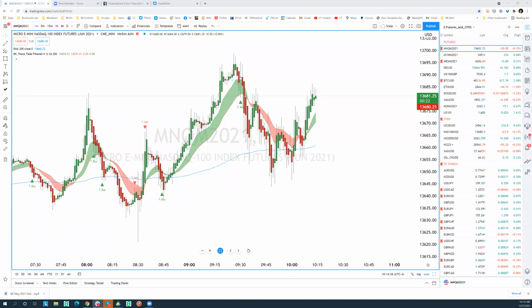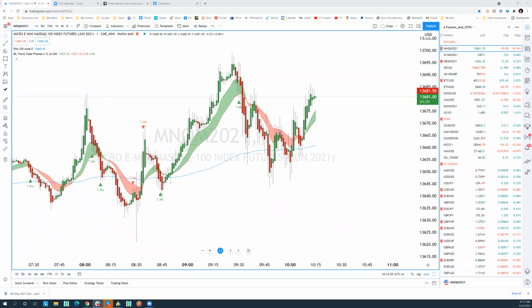And NAS, it's 25. And S&P, it's 4-1, right? So the first number is the stop, the second number is the target. If you're using ticks, that would be 40-10 in the Dow, 80-20 in the NAS, and 16-4 in the S&P.